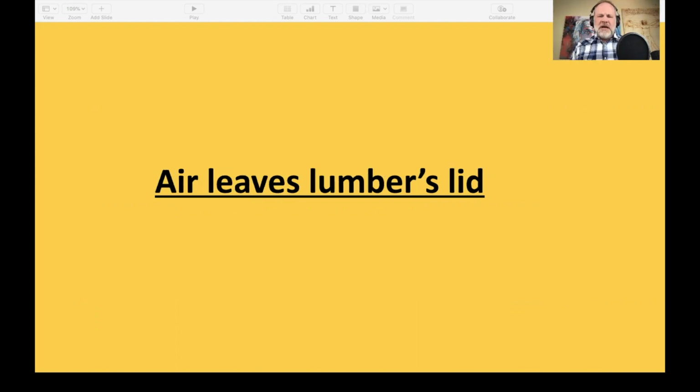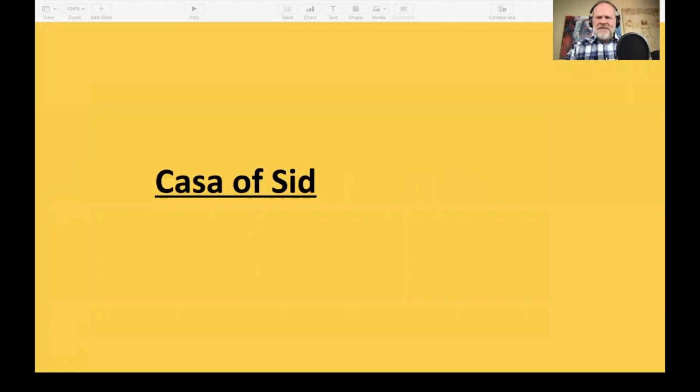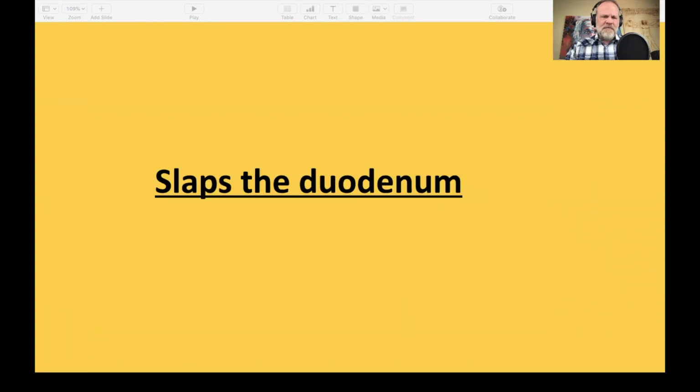Now I want you to see a bunch of wood, a bunch of lumber, and air leaves the lumbar's lid. What is the lid to lumbar? I don't know, like a lid to a jar. Imagine there's a lid on top of the lumbar. Just a silly story. It doesn't really mean anything. Air leaves lumbar's lid. Casa of Sid. Casa means house in Spanish. Just remember Casa of Sid, your friend Sid.